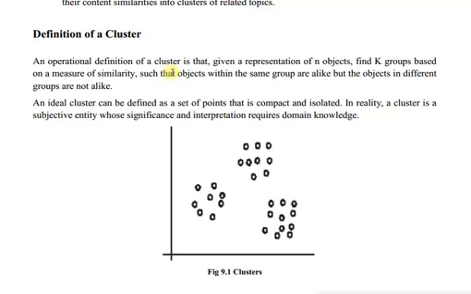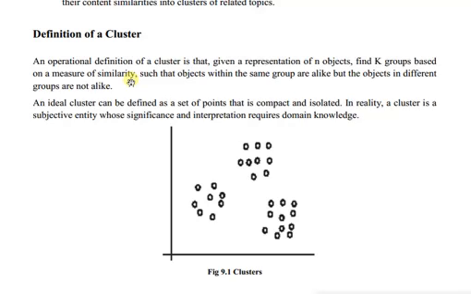The operational definition of a cluster is, given n objects, we need to find k groups based on a measure of similarity, such that objects within the same group are alike but objects in different groups are not alike. So what it means is, we have n objects. For example, if you consider this diagram, if there are n objects, I need to find k groups. If there are 20 objects, then I need to make 2 or 3 groups based on the need. How I make the groups is based on a measure of similarity.